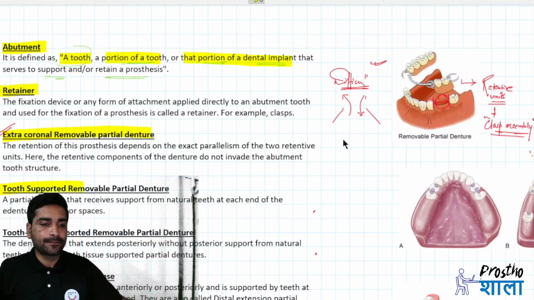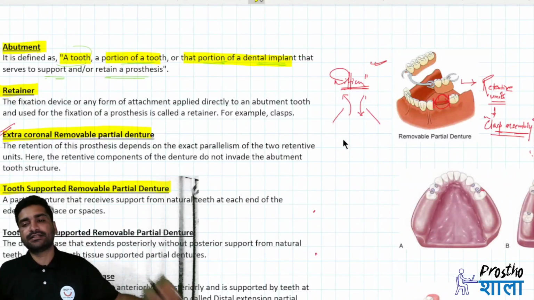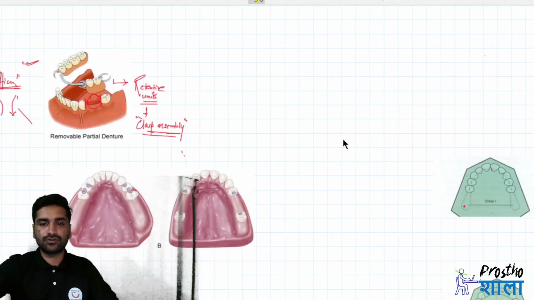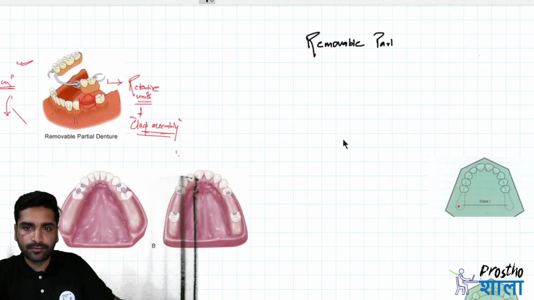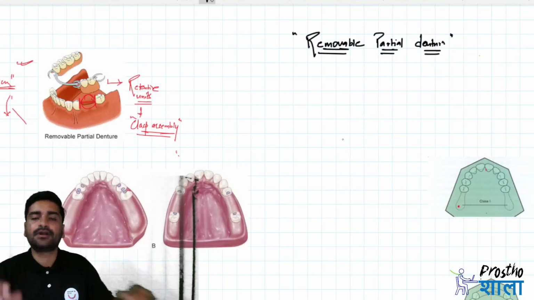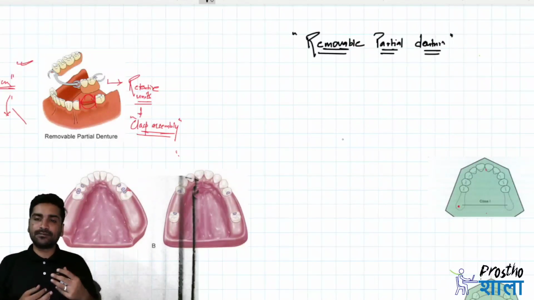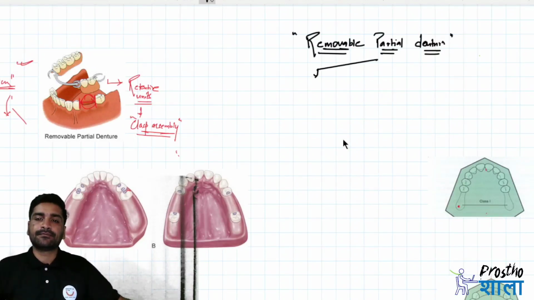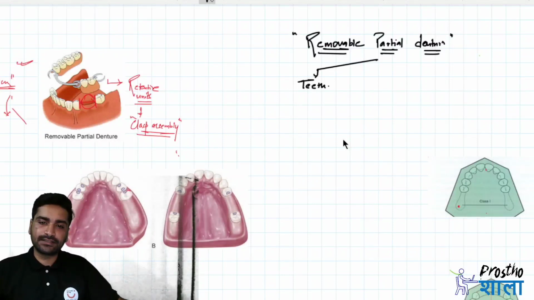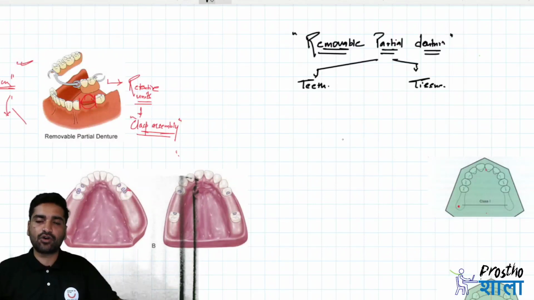Then next is a tooth supported removable partial denture. Now there are two divisions over here, and we will understand them. First, if I write over here, removable partial denture, I am talking about something which is removable and which is replacing partial dentition. Now when I talk about removable partial denture, I have teeth and I have tissue. I have both things when I am talking about removable partial denture.